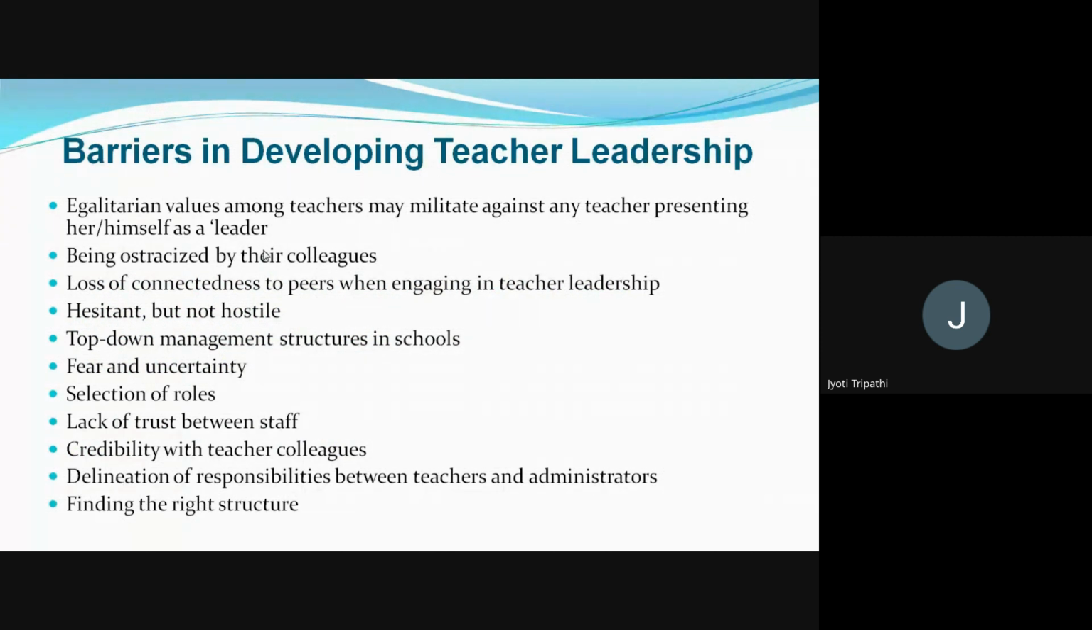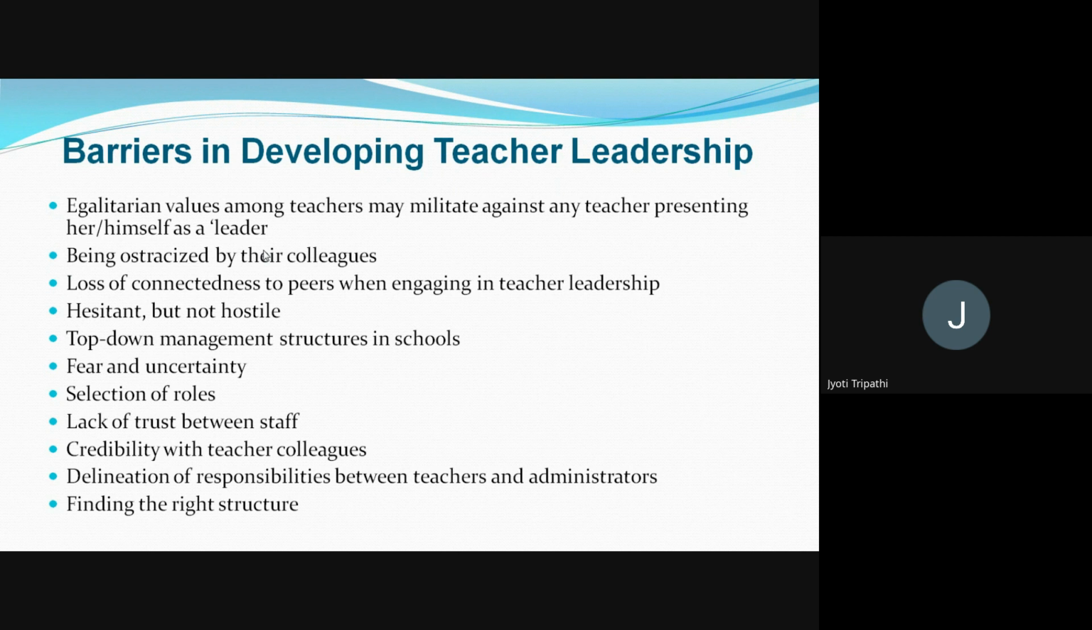What are these barriers? First is egalitarian values among teachers may militate against any teacher presenting him or her as a leader. Now, this egalitarian value, let me explain this. This means equality. Egalitarian means treating people equally, like everybody is equal. This is a very good idea for social and societal fraternity. It's good. But so far as the concept of leadership is concerned, this is not good.